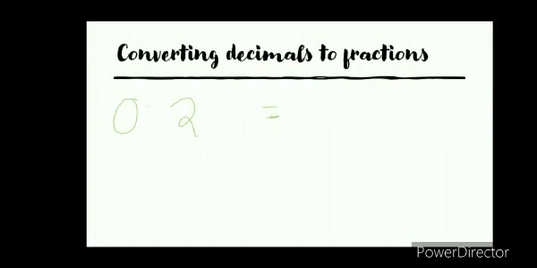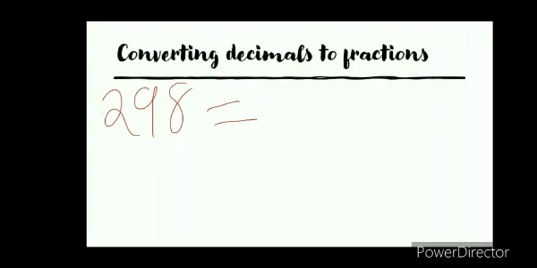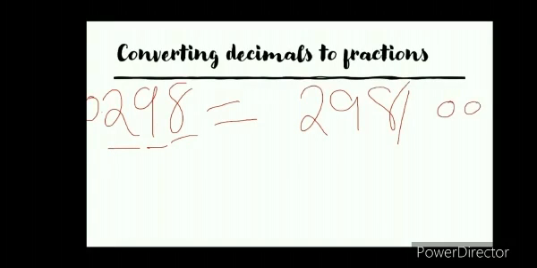Let me give you another example. So the other example is 0.298. So first you need to write the number 298. Since you have 3 numbers, you need to write 3 zeros. Before the 3 zeros, 1. So you have 298 by 1000. It's easy and simple, right?